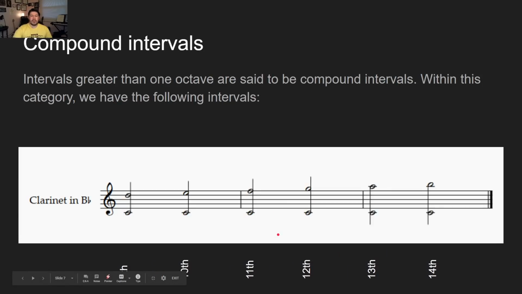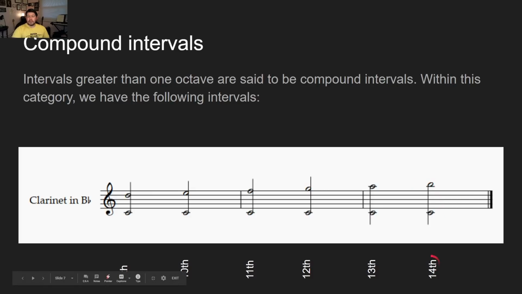So moving ahead here, looking at compound intervals. Now remember, compound intervals are larger than 1 octave. So in this category, we're talking about numbers that are greater than 8 because remember, an eighth is an octave. We just refer to it as an octave. So we're talking about things like a ninth right here, where we count up and we have 1, 2, 3, 4, 5, 6, 7, 8, 9 places between those two pitches, counting all of the notes in between. We can also go up to our 10th, 11th, 12th, 13th, and 14th.